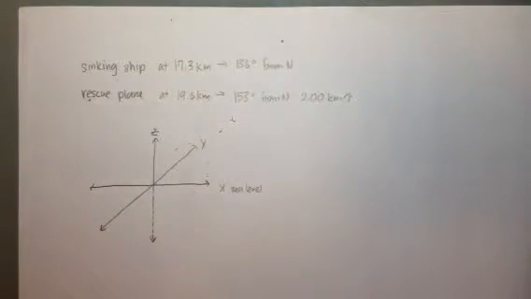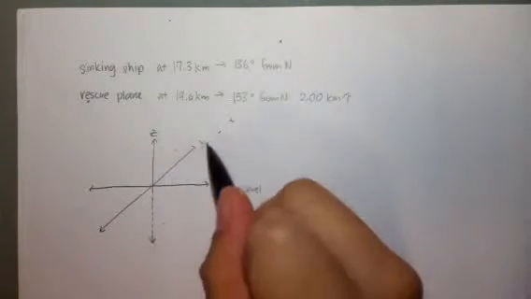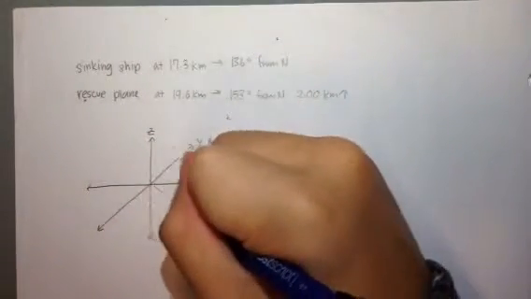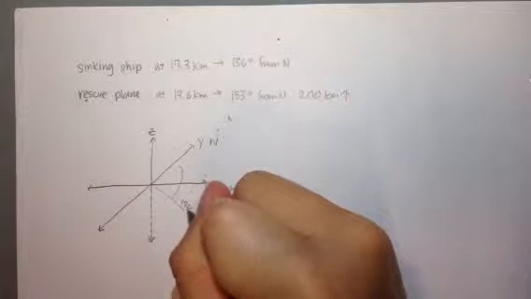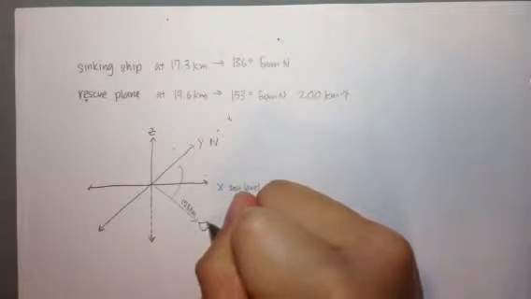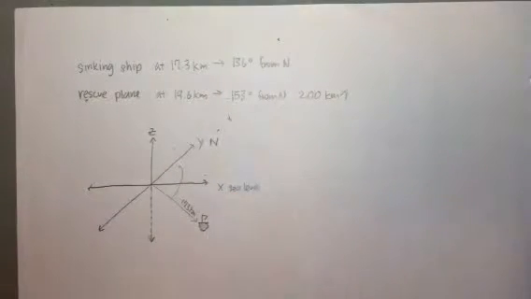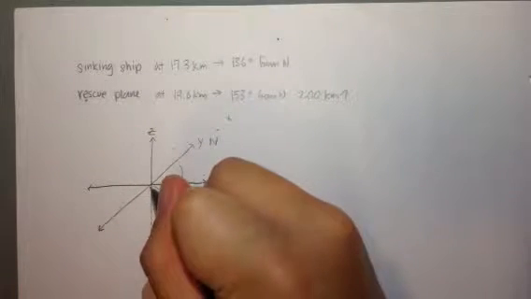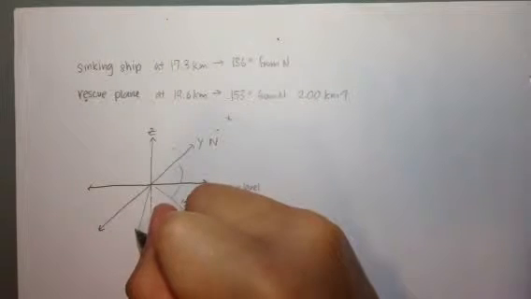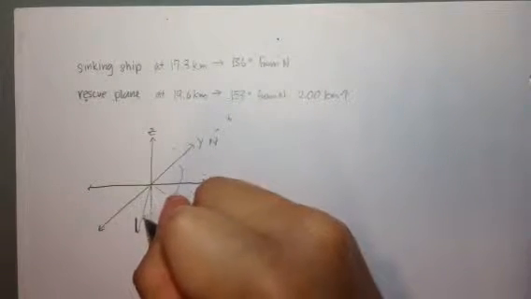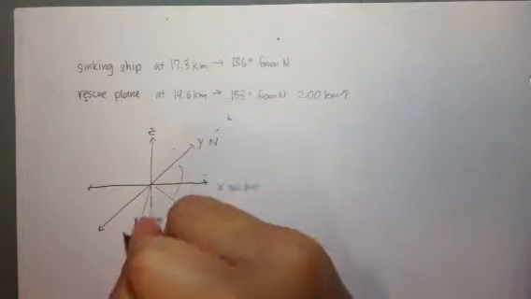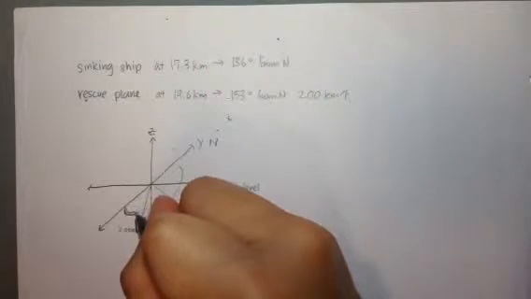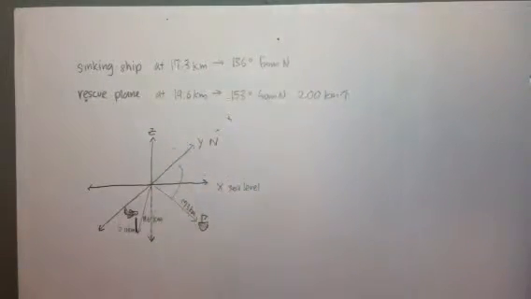Right, so we're going to draw the sinking ship. We know this is going to be north, and if it's 136 degrees, it's probably around right here. Let's say that's 17.3 kilometers. This is our grand sailboat that's sinking. And then the rescue plane is 19.6 kilometers, 153 degrees, so that's around here, and then it goes up 2 kilometers. This is our rescue plane. Sorry for my bad drawings.